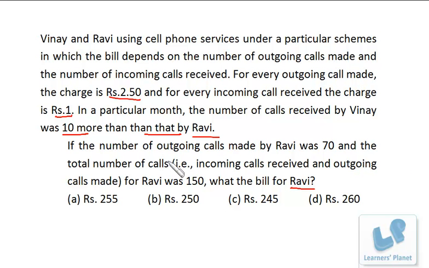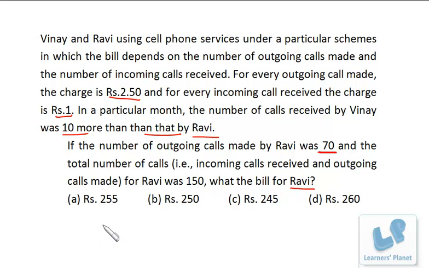Now friends, the number of outgoing calls made by Ravi was 70 and the total number of calls for Ravi was 150. That means out of 150, 70 are outgoing. That means 80 are incoming. So what will be his bill?